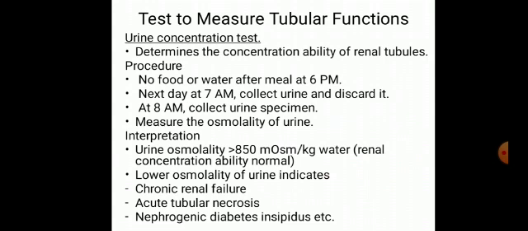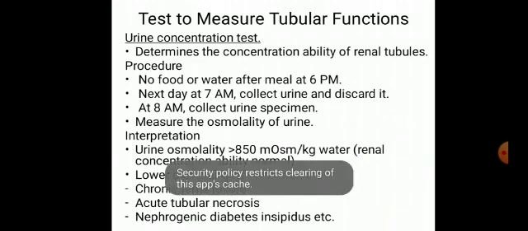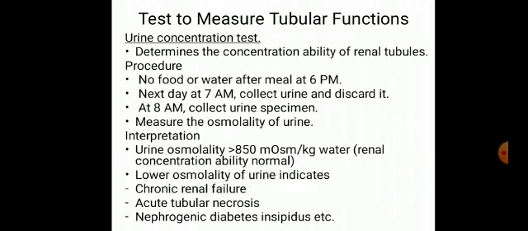Now how to interpret. Whenever the urine osmolality is more than 850 milliosmol per kg water, the renal concentration ability is considered normal, and a lower osmolality of urine indicates chronic renal failure, acute tubular necrosis, and nephrogenic diabetes insipidus.